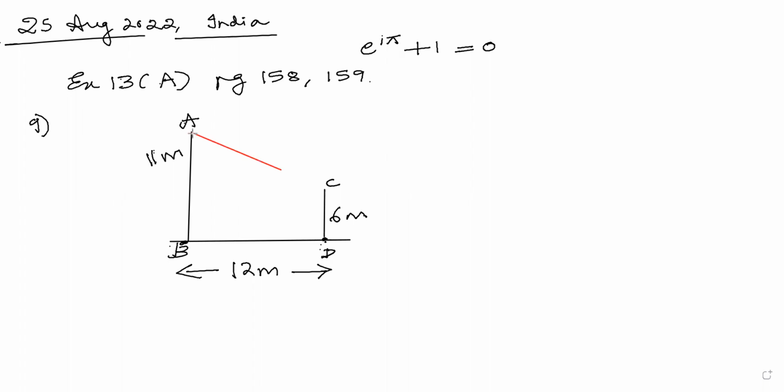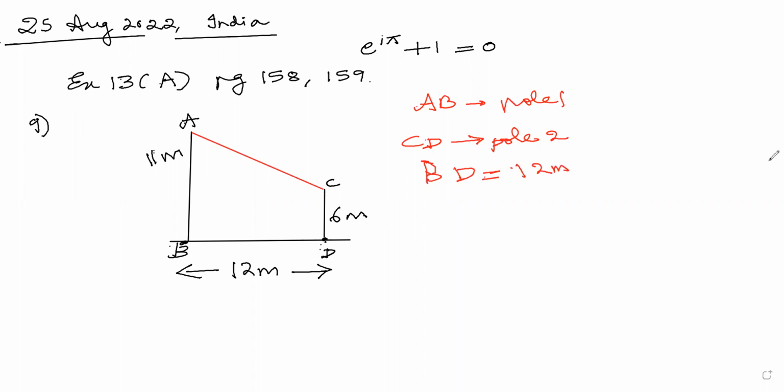See, I'm joining A and C. A represents the tip of the first pole. C represents the tip of the second pole. So I want the distance AC. AB represents pole 1. CD represents pole 2. And BD, the distance between the feet, is given to us as 12 meters. I need to know what AC is, isn't it? So we have to apply the knowledge of Pythagoras theorem here.